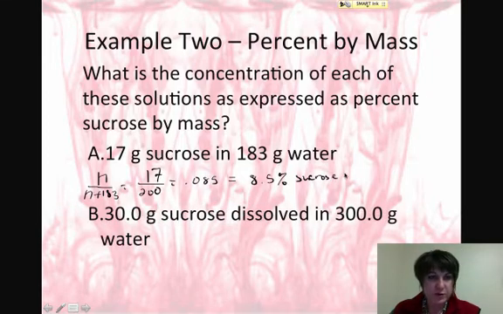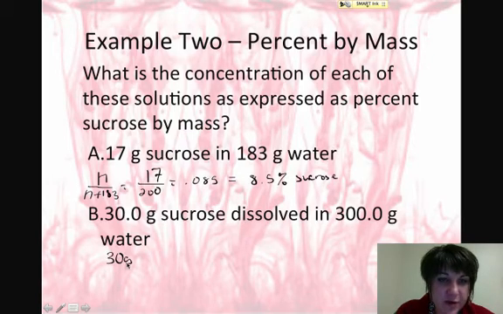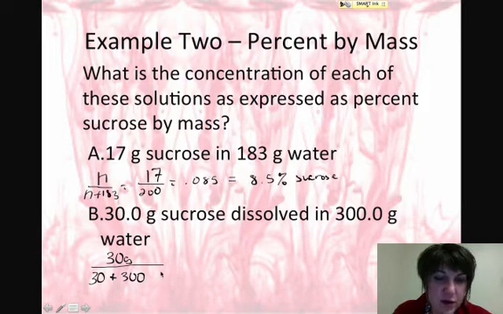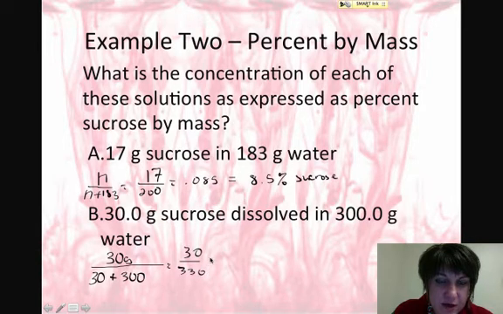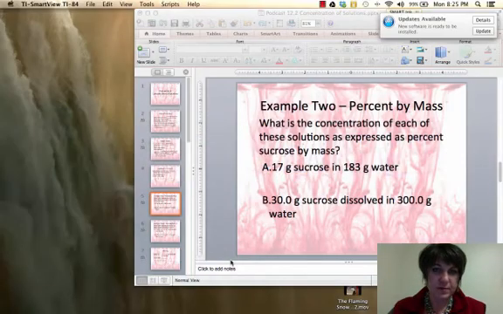Let's look at another problem that's very similar. Here I've got 30 grams of sucrose that dissolves in 300 grams of water. So I take the sucrose, which is my solute, divide by the mass of the total solution. So 30 plus 300 from the water gives me 330. So let's figure out what is 30 divided by 330, and we'll convert that to a percent. So my calculator comes back.